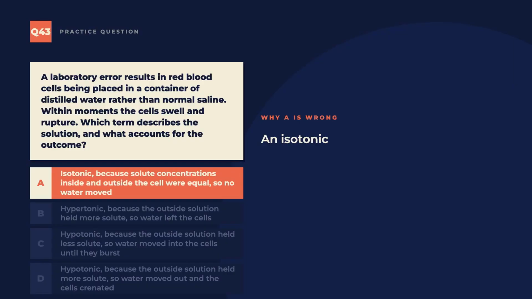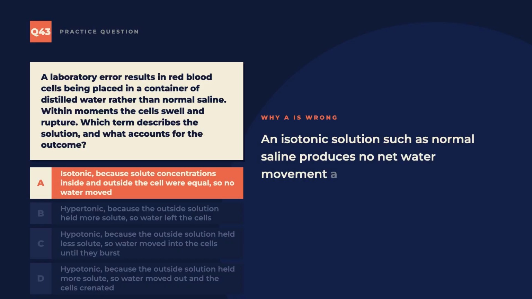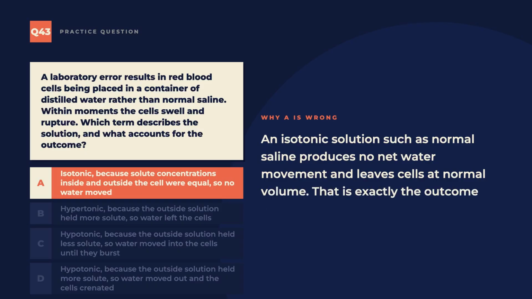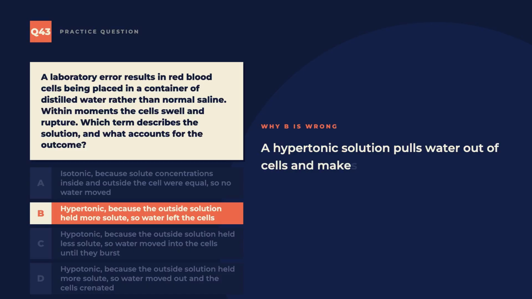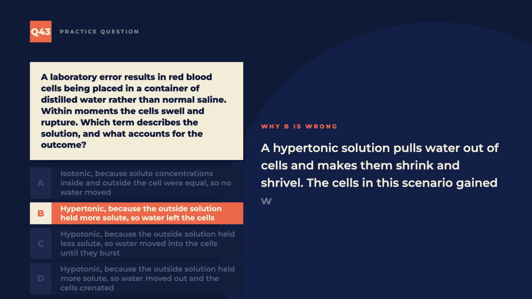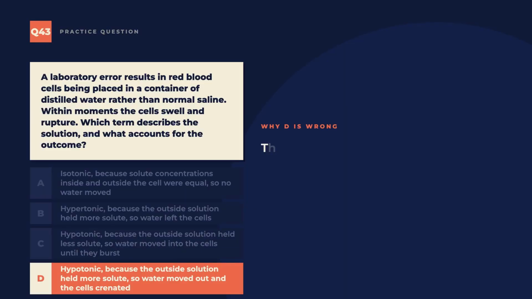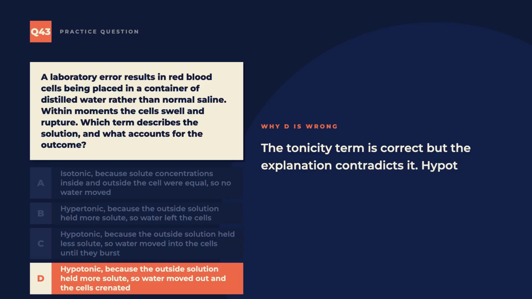A is wrong because an isotonic solution such as normal saline produces no net water movement and leaves cells at normal volume. That is exactly the outcome that did not occur here. B is wrong because a hypertonic solution pulls water out of cells and makes them shrink and shrivel. The cells in this scenario gained water and burst. D is wrong because the tonicity term is correct, but the explanation contradicts it. Hypertonic means more solute outside, and crenation is the hypertonic outcome.